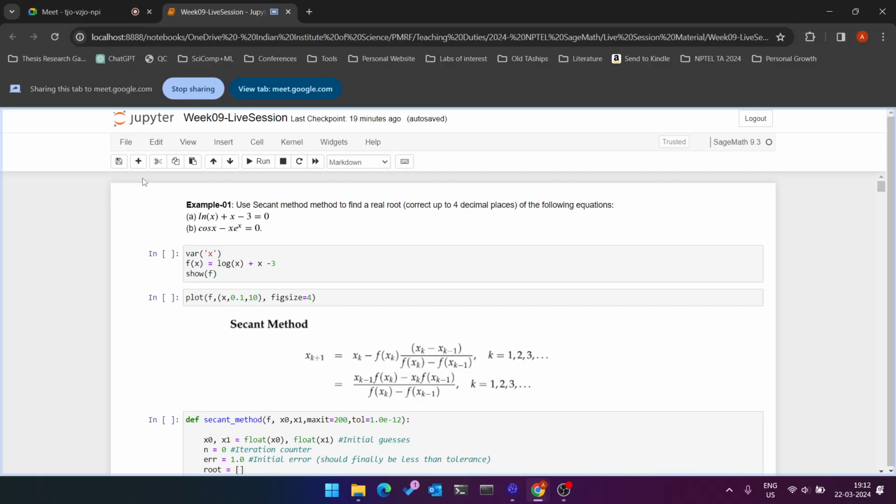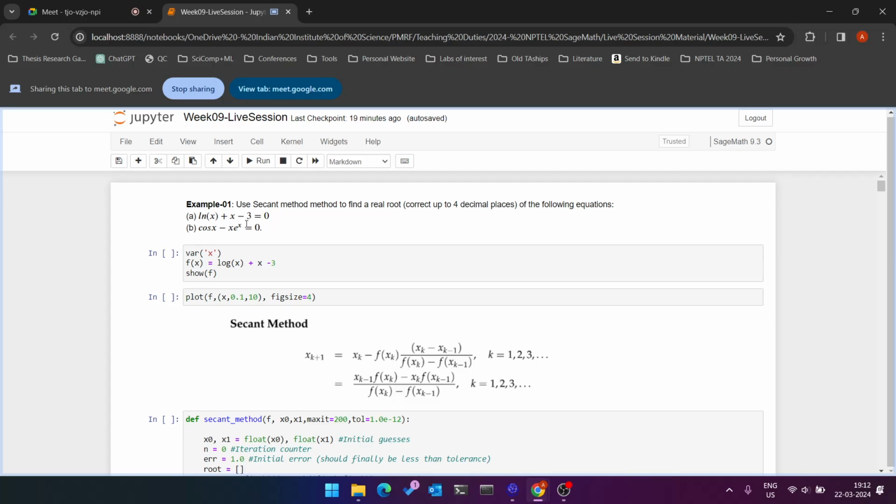As is the custom every week, we'll be going through a few examples through which we'll be further elucidating the concepts that have been taught in this course in the current week. So the first example asks us to use the secant method to find the real root of the following equations. We have been given two equations.